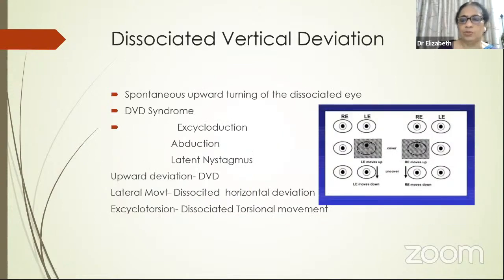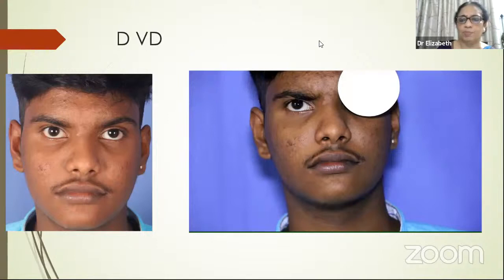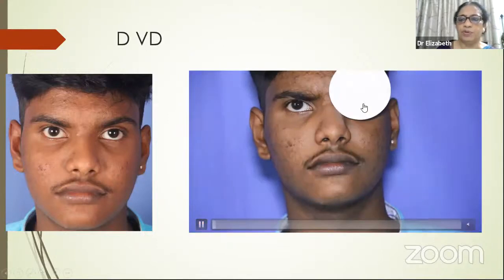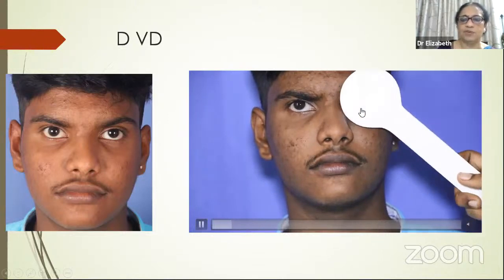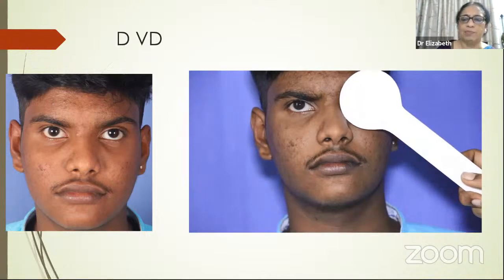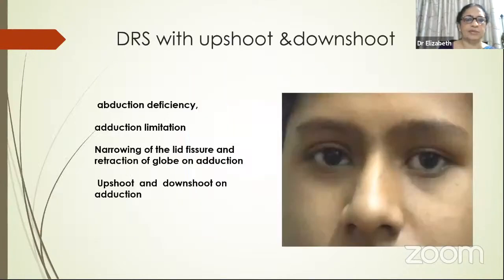And now coming to the dissociated vertical divergence, that is again another motility problem where there is spontaneous upturning of the dissociated eye. When both eyes are open, there may not be any deviation, but when you cover one eye, that eye goes upwards. You just see this video, you can see the upward movement. Under the cover, the eye moves upwards and then comes downwards to take fixation. In primary position both eyes will be straight, but when you cover the eye, you can appreciate that. That's the dissociated vertical divergence.